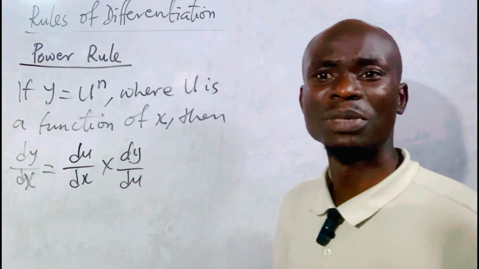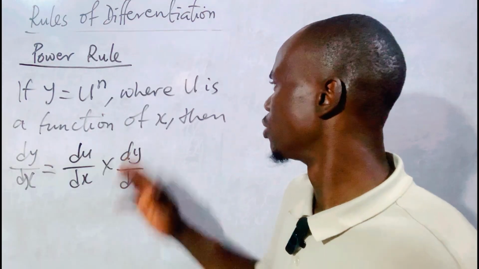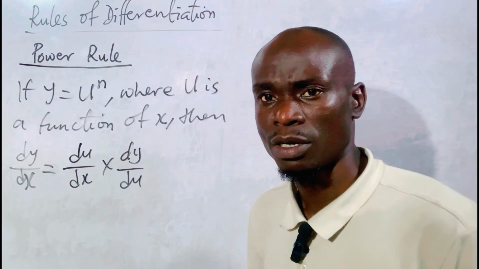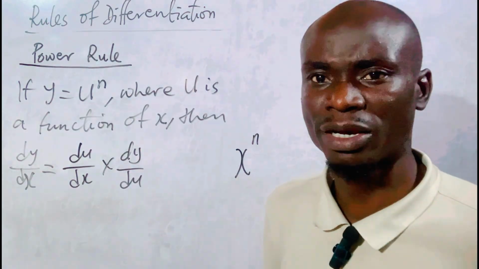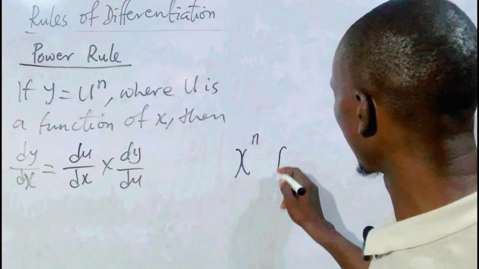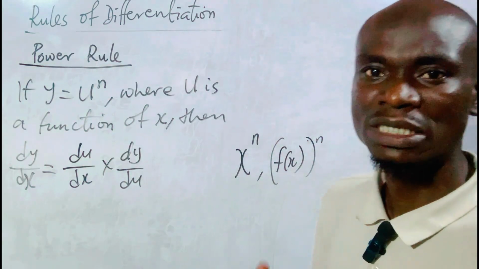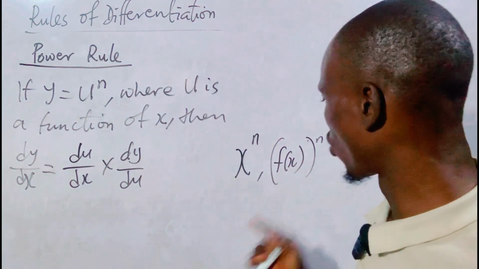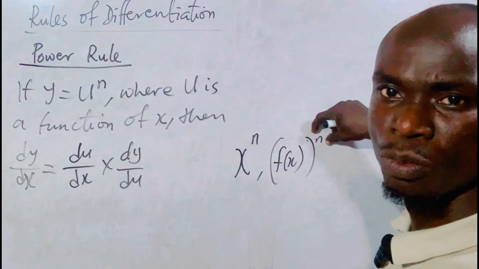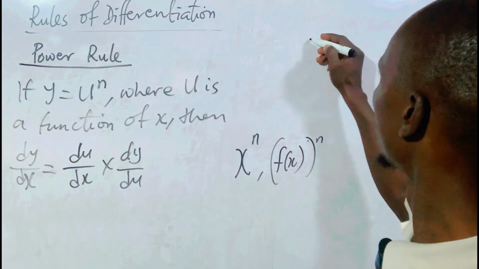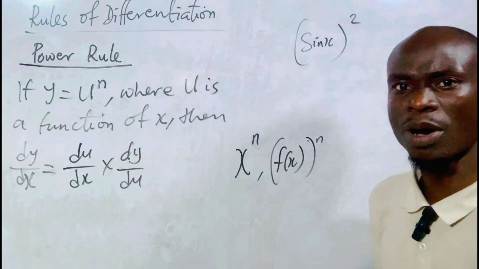What you need to understand is what they mean by u raised to power n. In this case we are told that u is a function of x. So anytime we have x raised to power n, that is your regular general polynomial. But if you have f of x raised to power n, this is power rule. So what you will notice is a complex function of x raised to power a constant. For instance, I can have sine x raised to power 2. This can be solved by power rule.